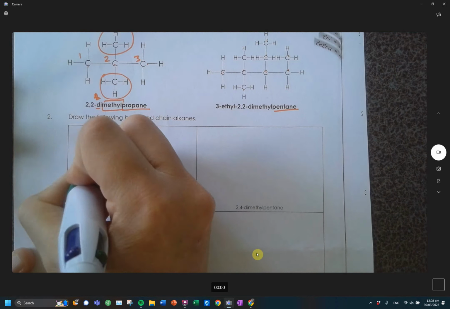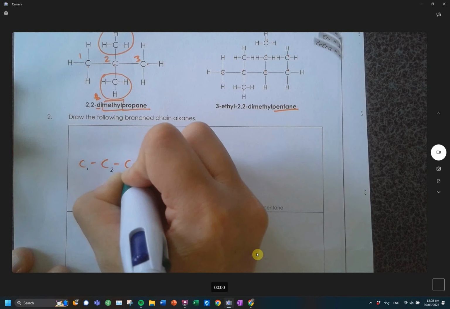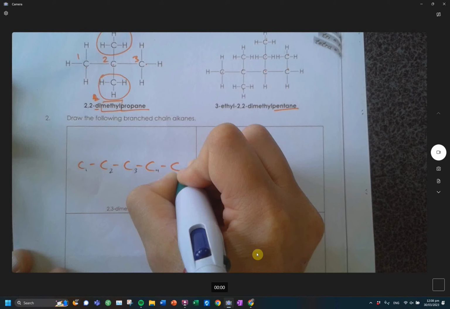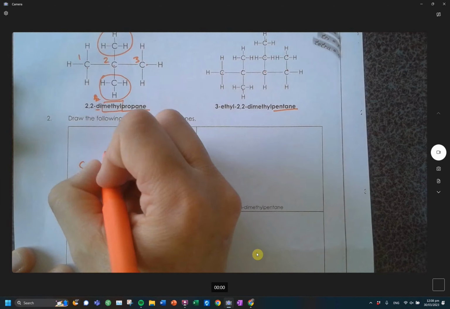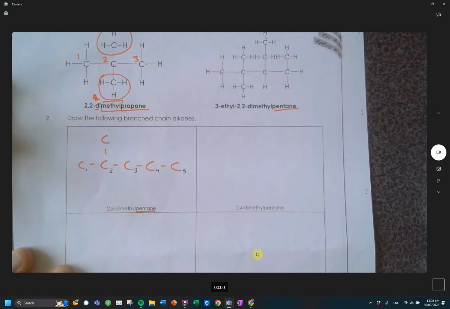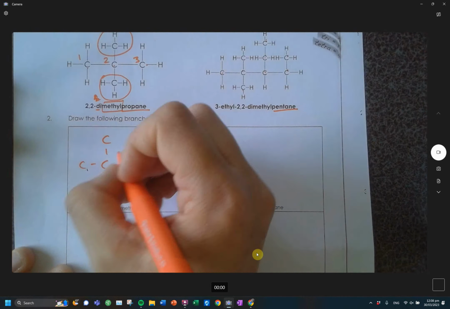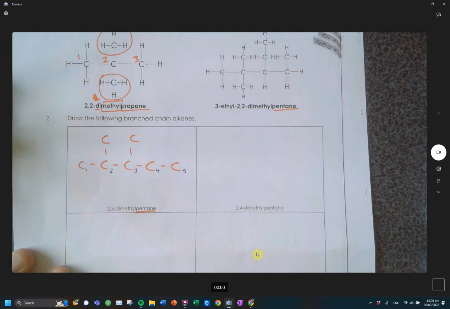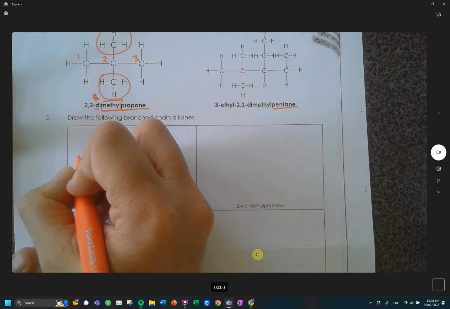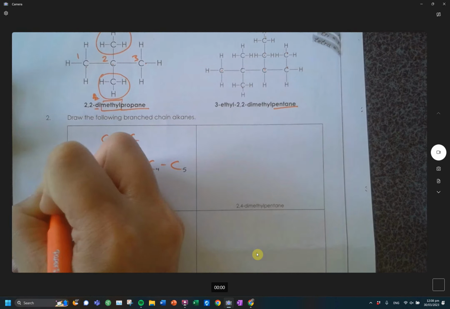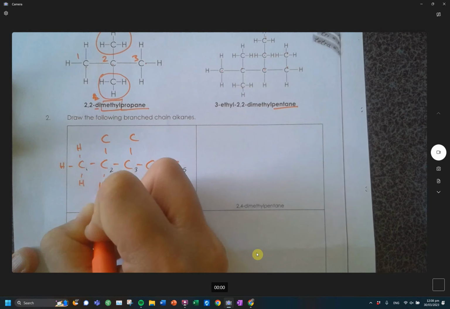I can number it from left to right or right to left, but I number it once. So it doesn't matter. I'm going to label it this way. So on carbon number 2, I'm going to have another methyl coming off of it. On carbon number 3, I will also have another. Does it matter if we go up or below? No. Not in this case. All right. And the last thing I do is I fill in the hydrogens. So I can write it like that.